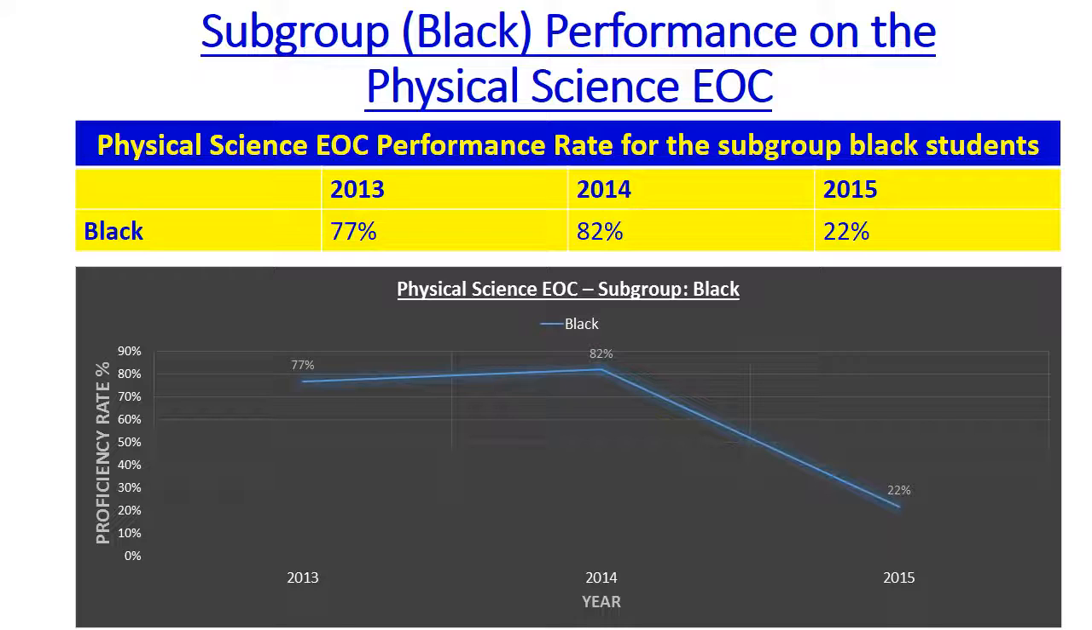And then looking at the black student body with the physical science EOC performance rates, you see that in 2013, 2014, there was an increase from 77% to 82%. That's a plus. However, in 2015, there was a major drop at 22%. Again, with the new company, you can also get a better idea when we look at all the student subgroups and see how they performed during that 2015 calendar year.